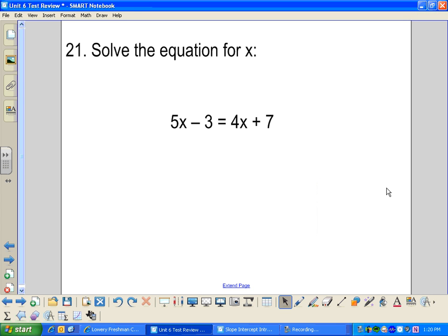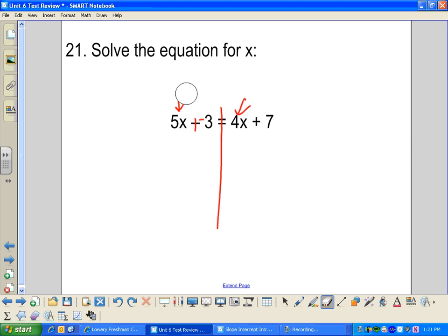Solve this equation. Let me think back on how I solved equations. My first question is, are both sides simplified? They're basically simplified. Then I have to ask myself, are the variables on one side? Oh, I've got variables on both sides, 4x and 5x.